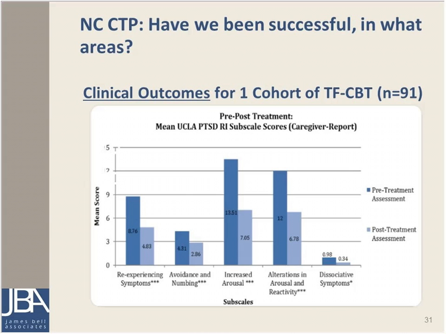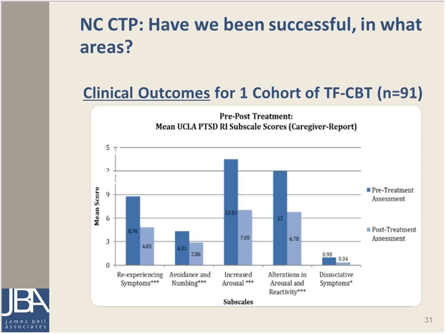Pre-post-treatment score changes were most pronounced for 2 subscales: increased arousal, 13.51 pre-treatment, 7.05 post-treatment, and alterations in arousal and reactivity, 12 pre-treatment, 6.78 post-treatment. So Beverly will talk to you a little bit about how we've been successful and how we know that.